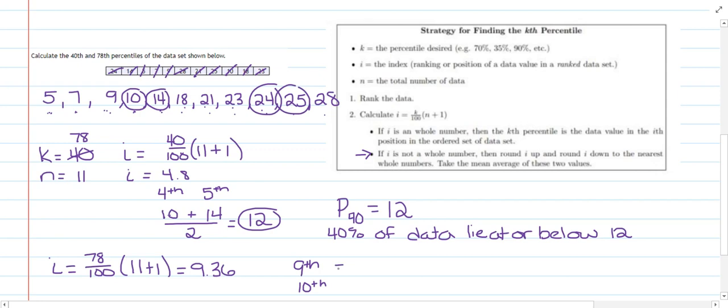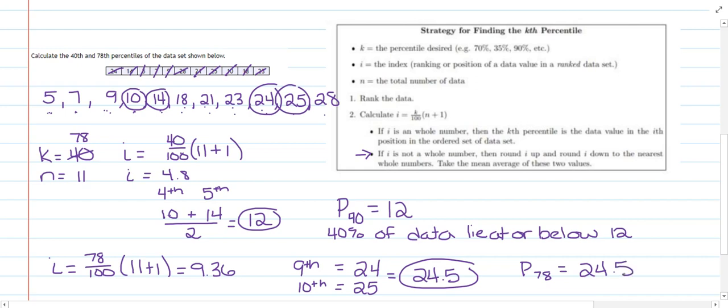So we're looking at 24 and 25. So the average of those two numbers is right here in the middle, 24.5. So we would say P of 78, percentile of 78, is 24.5, which means that 78% of the data lie at or below 24.5.